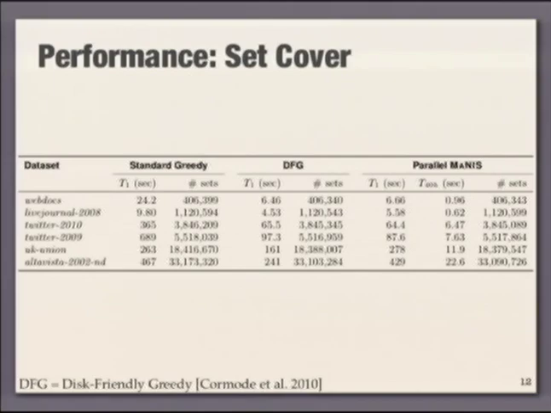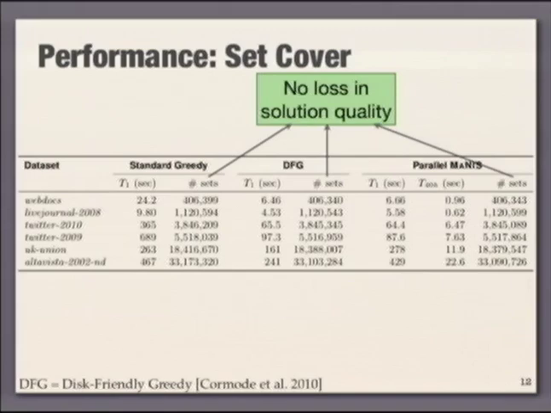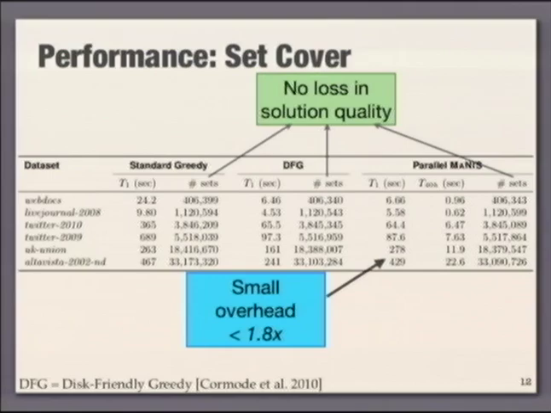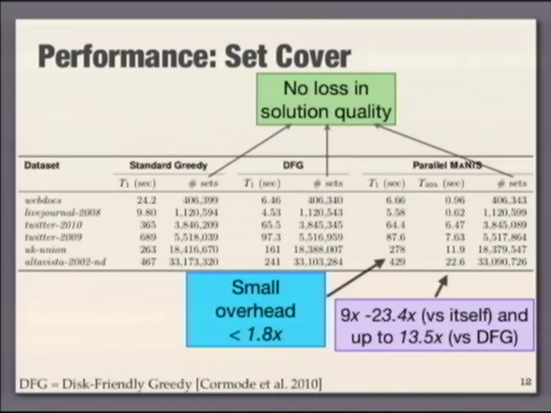First, you can see that there is no loss in solution quality. All three perform roughly the same, giving the same quality answers. Our solution has small overhead, at most 1.8x. I don't know what small is, at least modest. And then it gives you pretty good speedup. On a 40-core machine, you can get between 9 and 23.4x versus itself. And it is up to almost 14 times faster than the previous fastest greedy implementation.